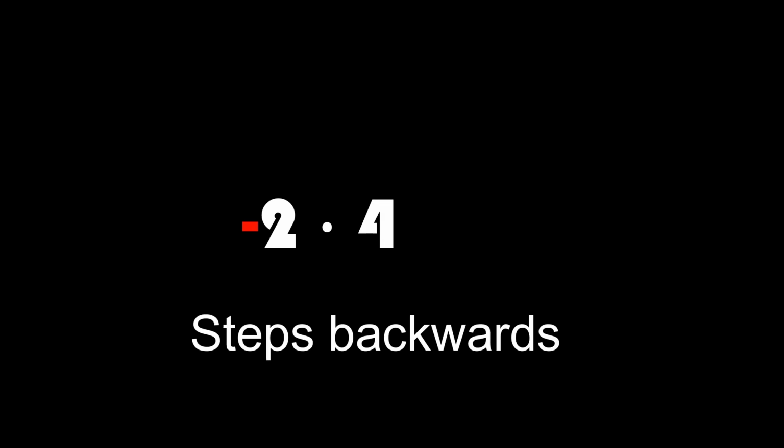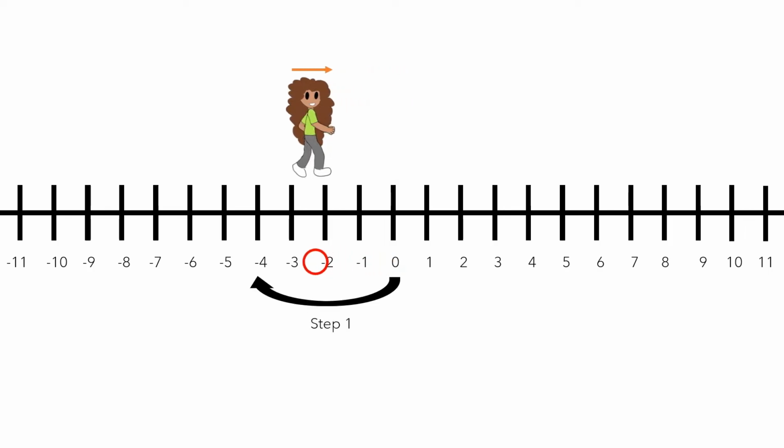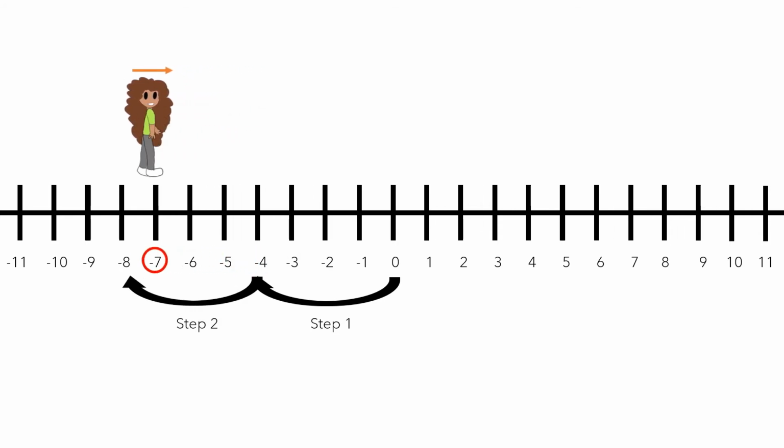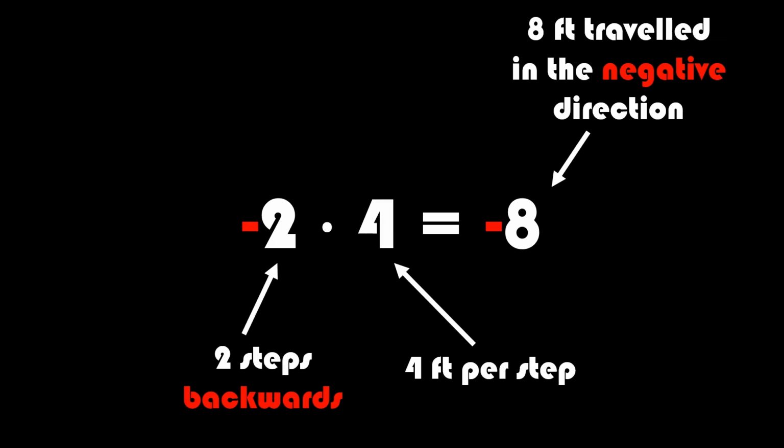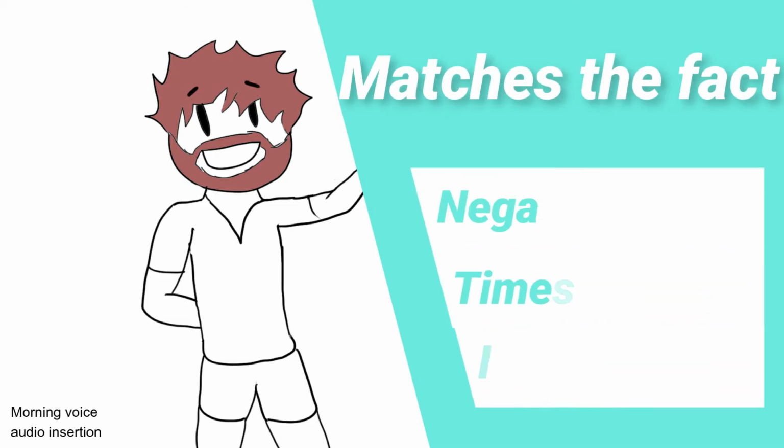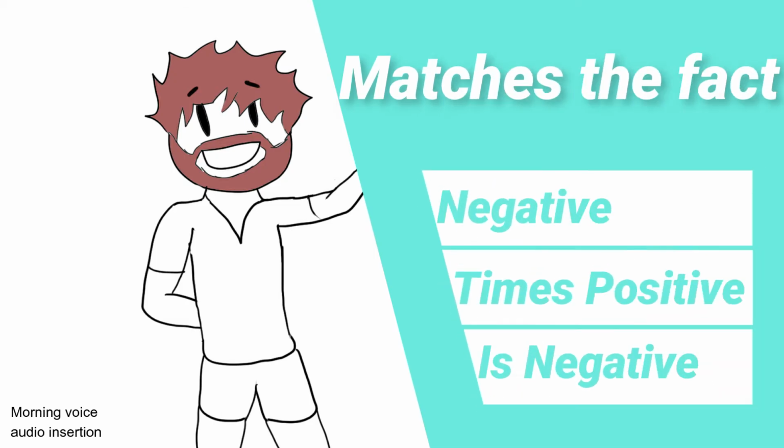If there is a negative in front of the first number, this means that Hilda steps backwards. So negative 2 times 4 means Hilda takes 2 steps of length 4 feet, but she steps backwards, which takes her to negative 8. This matches up with the fact that a negative times a positive is a negative.